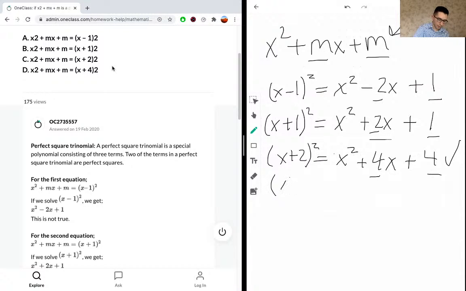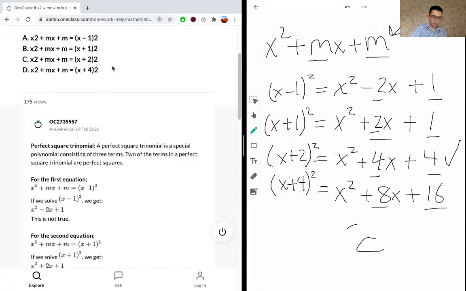So we have x plus 4 squared equals x squared plus 2 times x times 4, which is 8x, plus 4 squared, which is 16. So here, 8 and 16 are not equivalent. Therefore, the correct option is C.